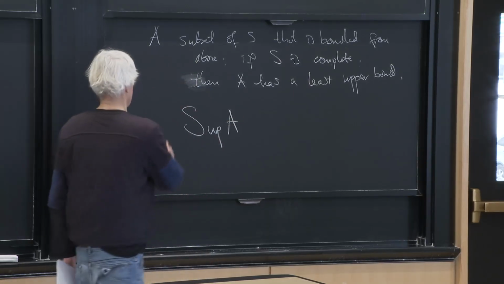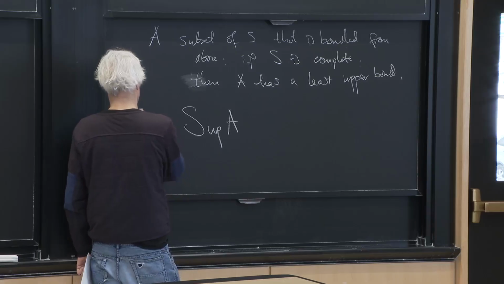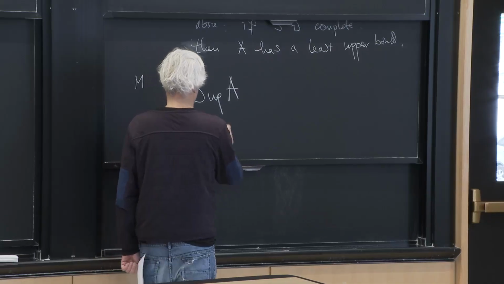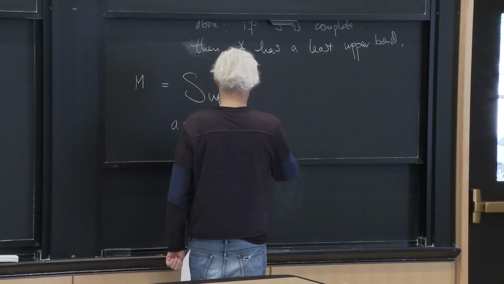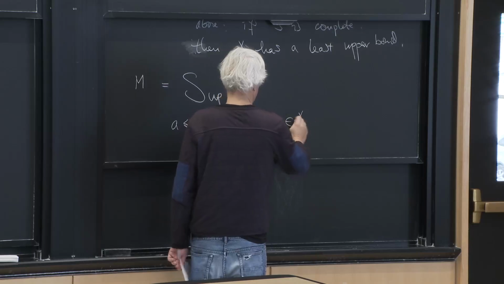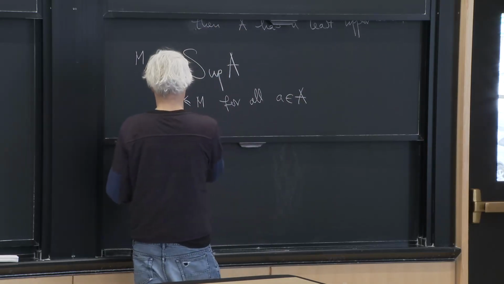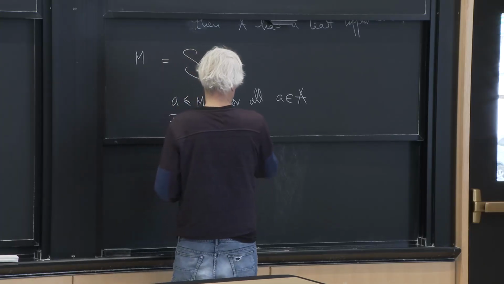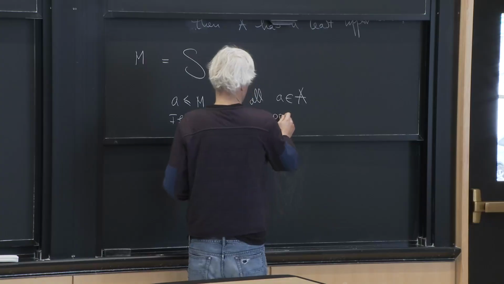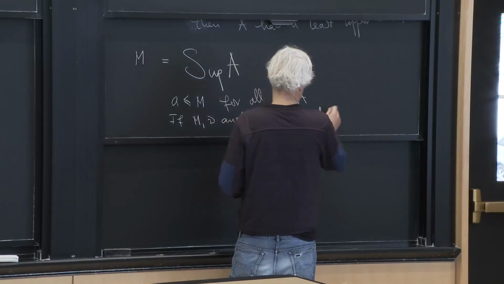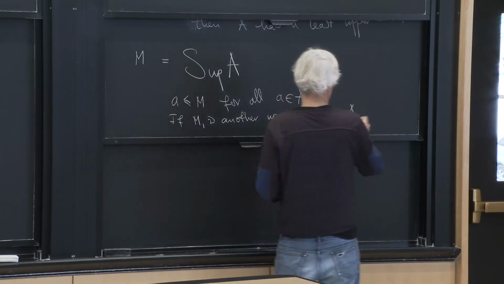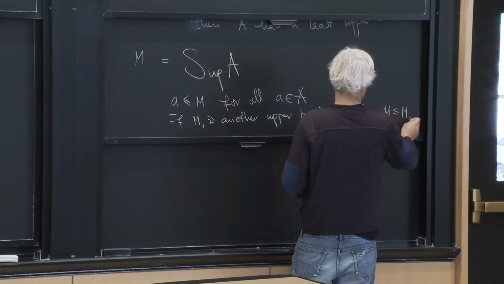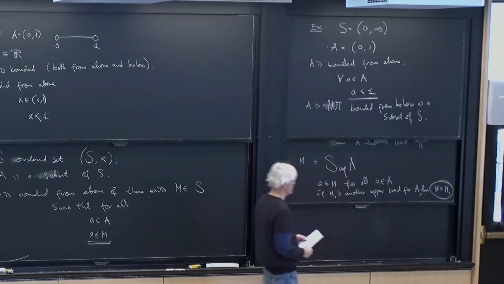So this thing here has the property that a is less or equal to M for all a in A, and also, if M1 is another upper bound for A, then M is less or equal to M1. So that's a least upper bound.